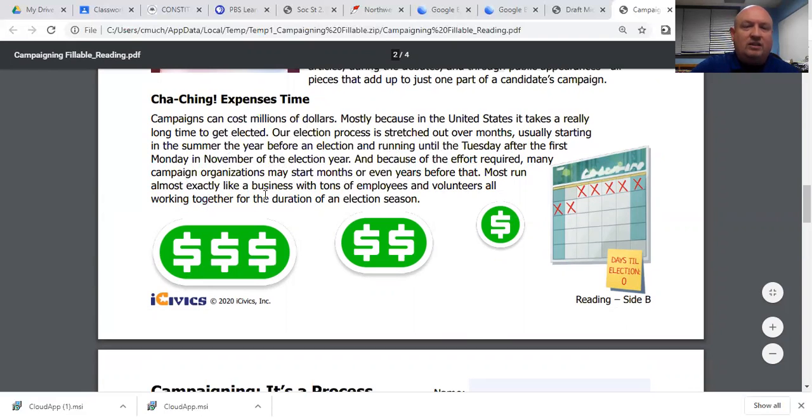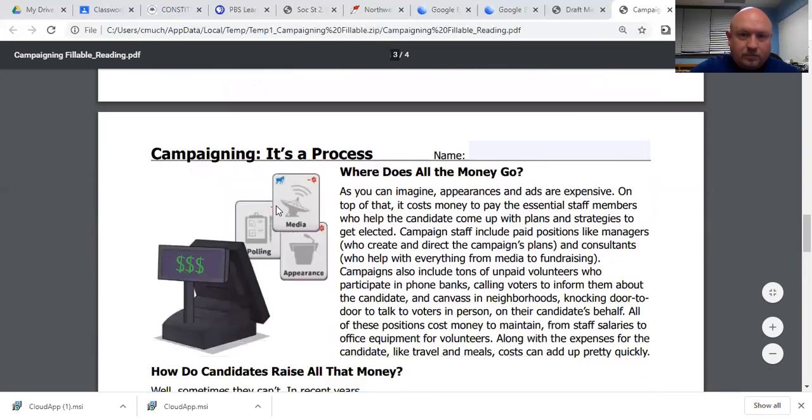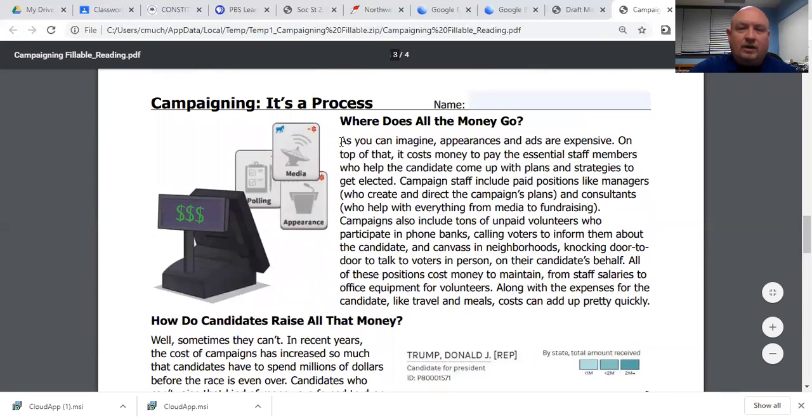Most run almost exactly like a business, with tons of employees and volunteers, all working together for the duration of an election season. Where does all the money go? As you can imagine, appearances and ads are expensive. On top of that, it costs money to pay the essential staff members who help the candidate come up with plans and strategies to get elected.